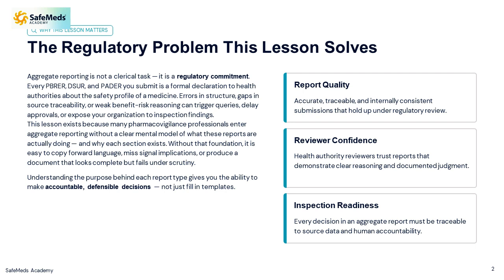You might be wondering, why do we put so much emphasis on aggregate reporting? Well, it's not just a clerical task. It is a formal regulatory commitment. Every time you submit a PBRER, DSUR, or PADER, you're making a declaration to health authorities about a medicine's safety profile. Many folks jump into this without a clear mental model, and that's when things go wrong. Errors in structure, gaps in traceability, or weak reasoning. This can lead to inspection findings, queries, or even delayed approvals. We're here to make sure you have that foundation so your reports hold up under the toughest regulatory scrutiny.